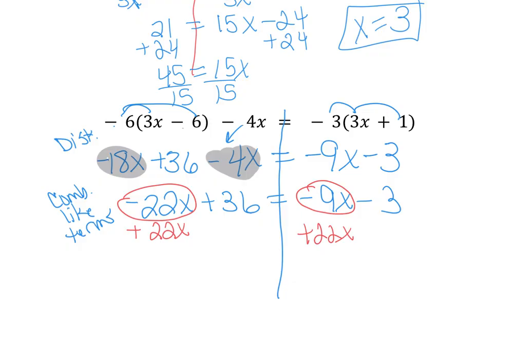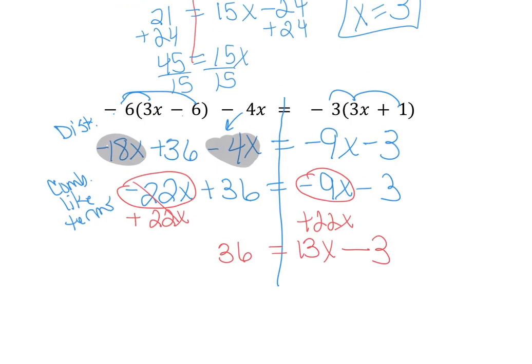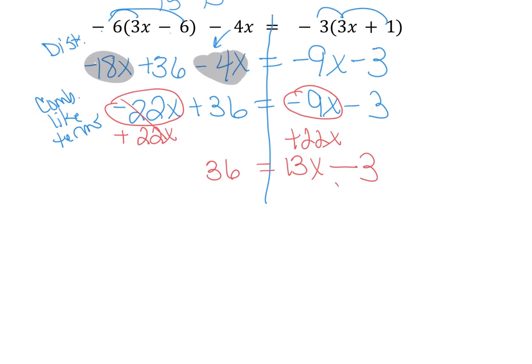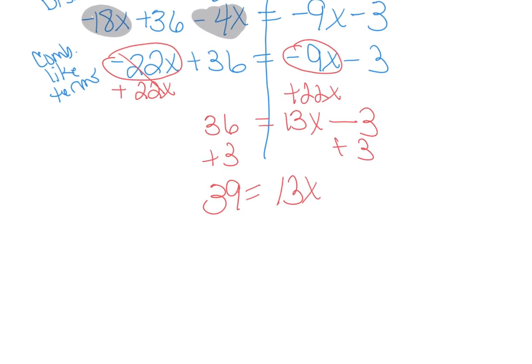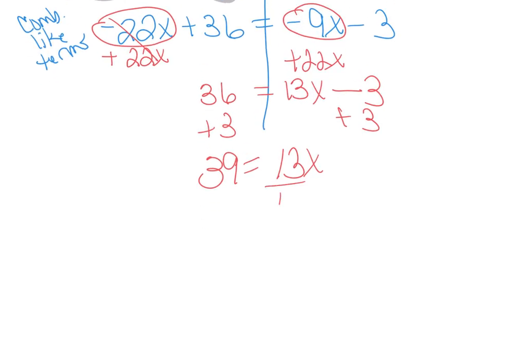Okay, left, those guys are gone. I've got 36 over here. Negative 9 plus 22 is 13x. I'm going to bring down that minus 3. And then we're just going to get that x by itself by adding 3 to both sides. So we'd have 39 equals 13x. And now we've gone from all those steps down to the very last one, which is divide by 13. And we get 3 equals x.